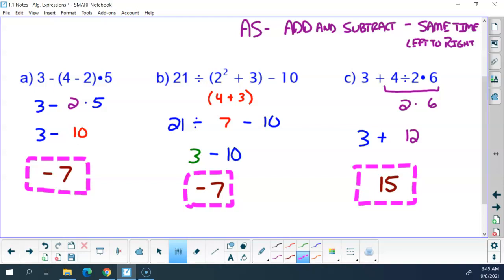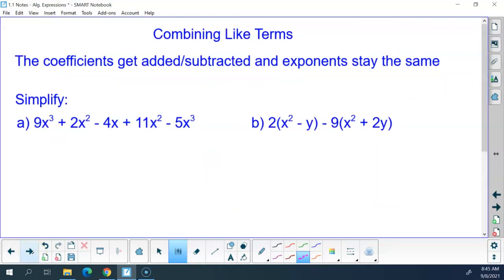I want to say that there is one more. Combining like terms. Okay. So combining like terms is just that. If a term is exactly alike, meaning it's got the same letters, it's got the same exponents, everything is the same on it, we just add or subtract the coefficients. Now, coefficient, that's a big word. Coefficient is the number out in front. Okay?